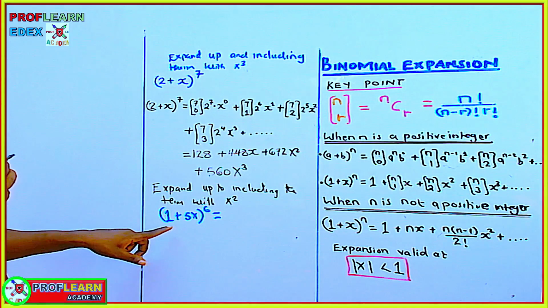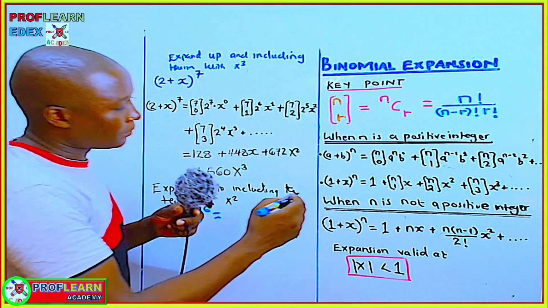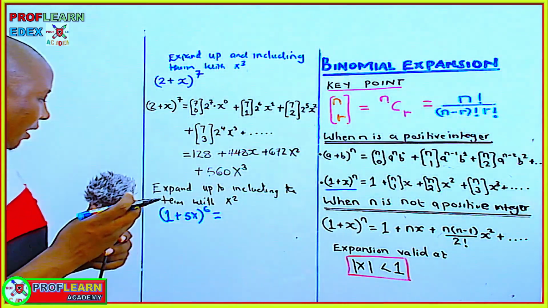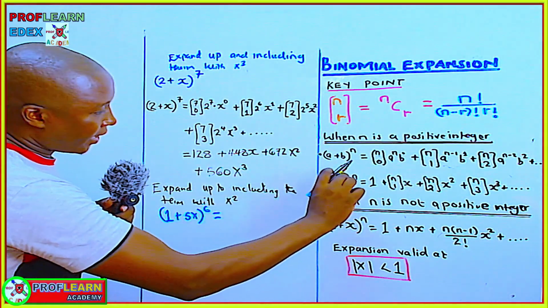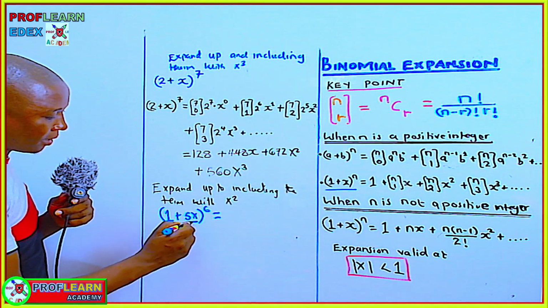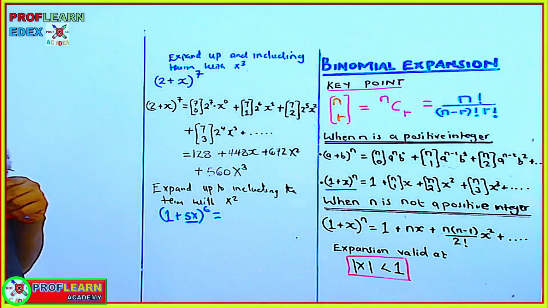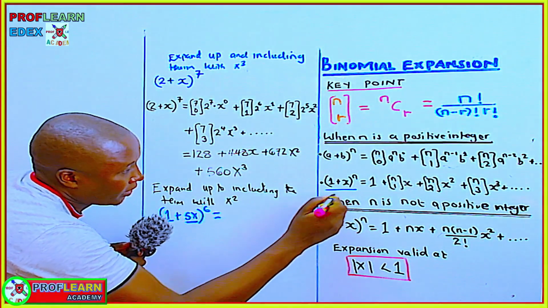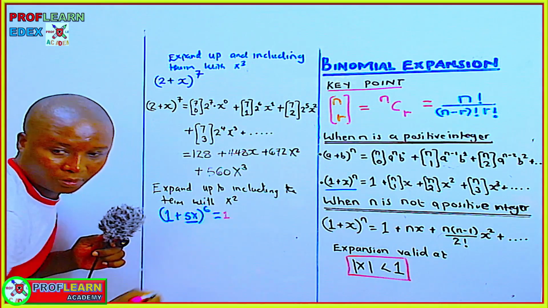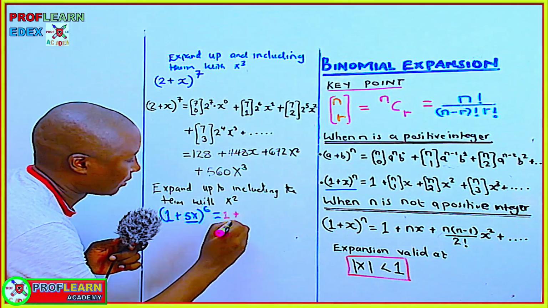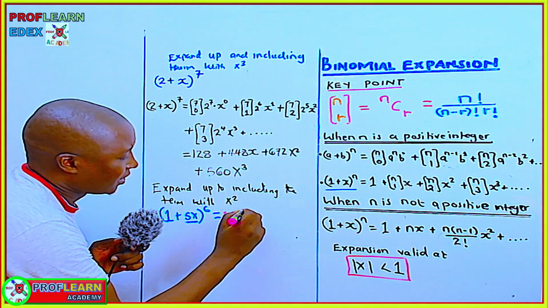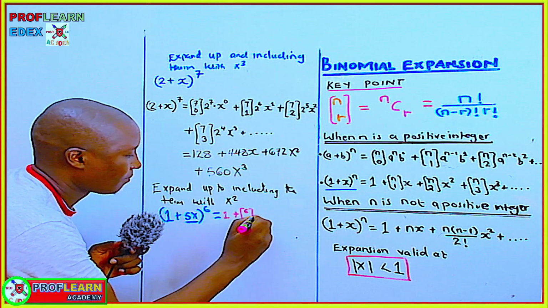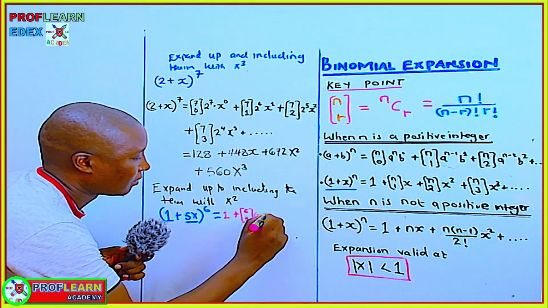Now this one, you see the first term is 1, so it's best you use this particular formula that we are having here, which means that our x that we have here is taken by this number 5x. So in order to write this, the first term will be 1, plus 6 combination 1, 5x raised to power 1.